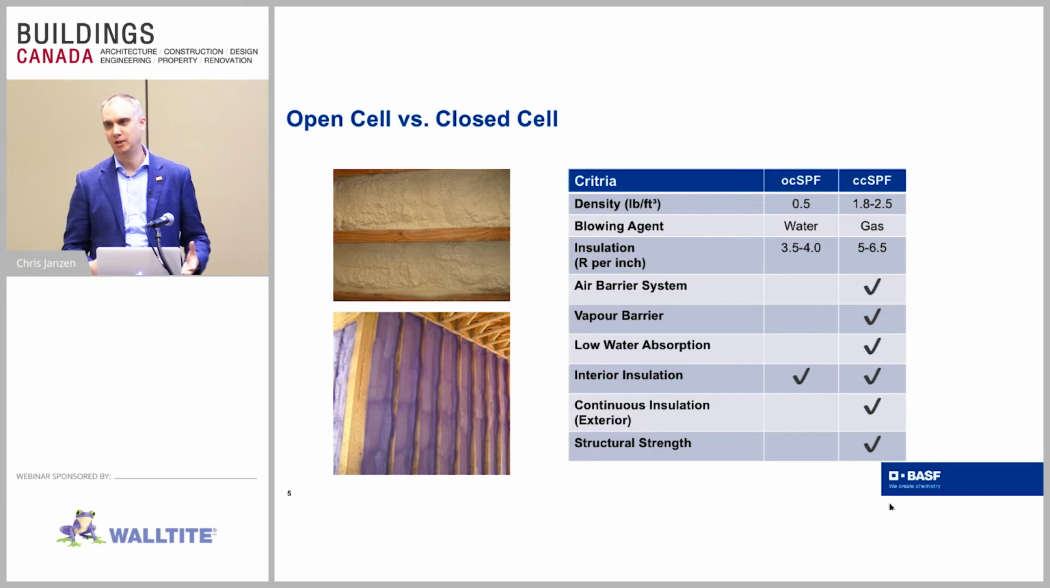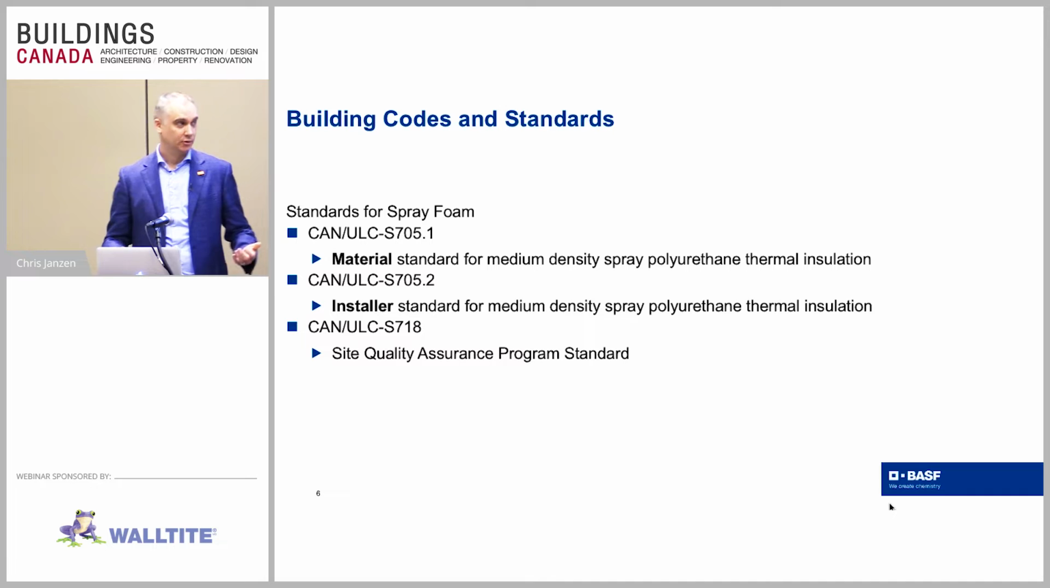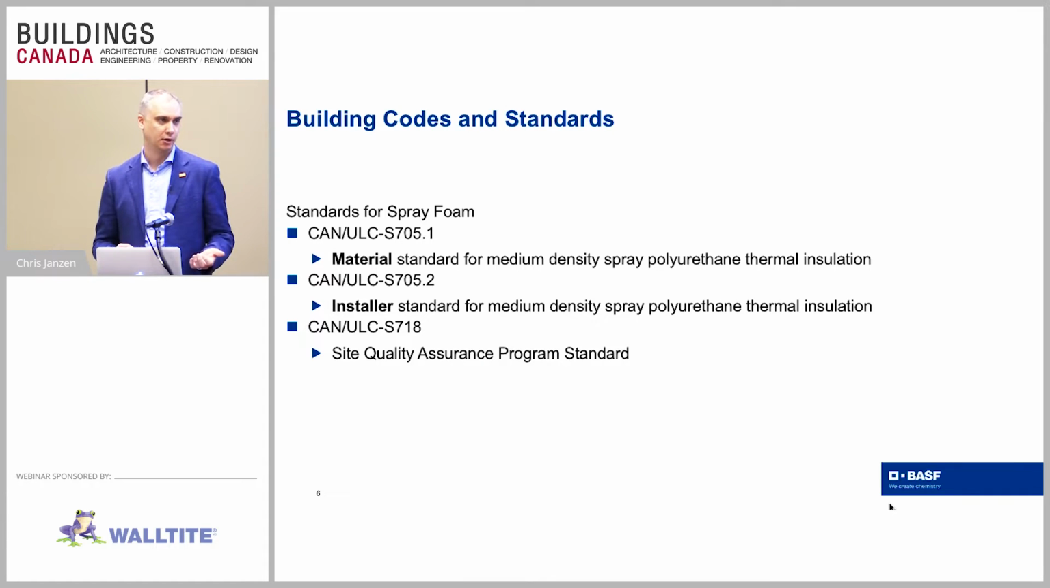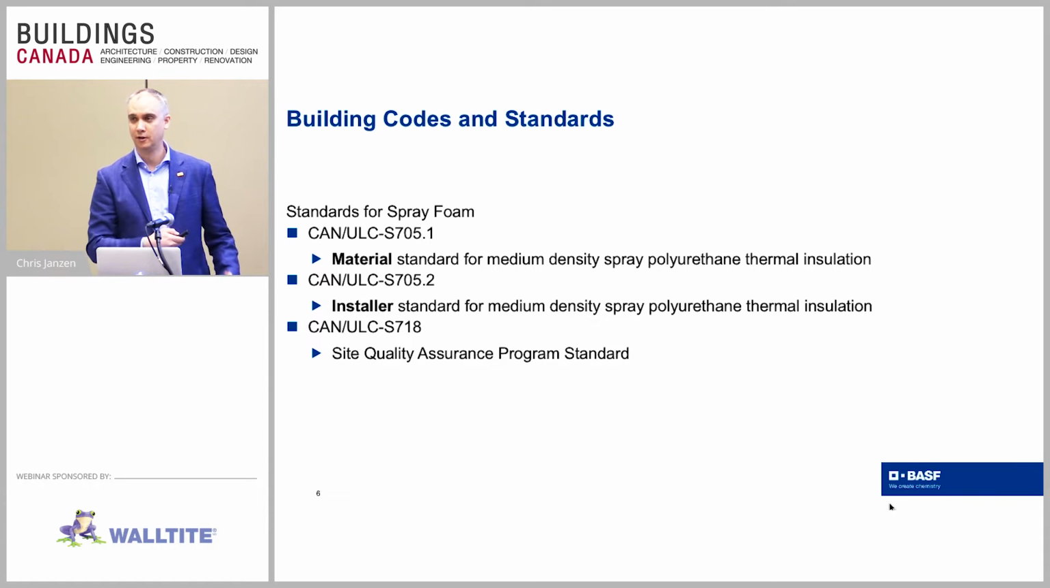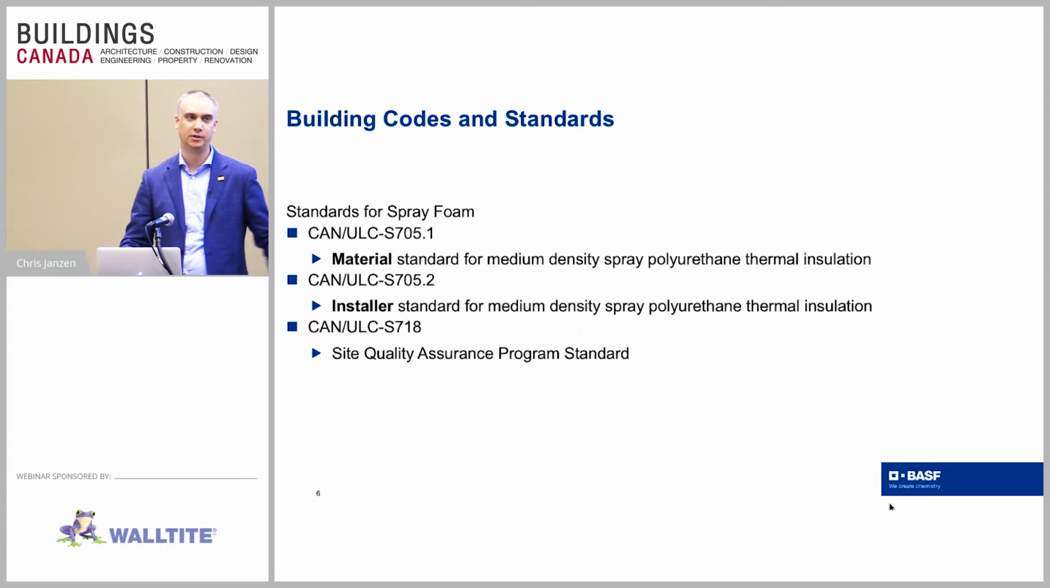And also, because it's medium density, it's got a higher compressive strength, around nominal 25 to 30 PSI. That's going to give you more structural strength in your wall cavities as well. So some of the standards that are referenced in the national and provincial building codes is the material standard for foam, 705.1, and the installation standard for foam, 705.2. So this is the stuff, as a manufacturer, I make sure we meet the material standard so that it meets the building code. The installers install it as per the application standard to make sure it meets the building code.